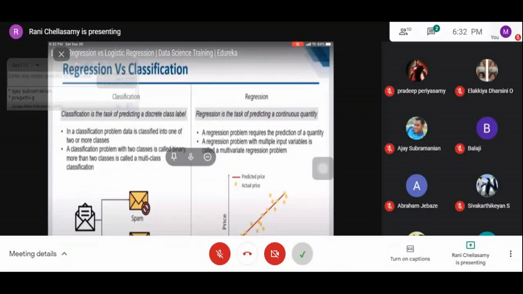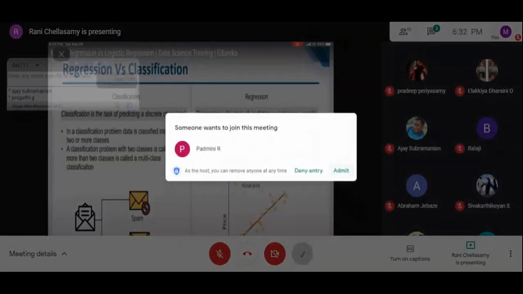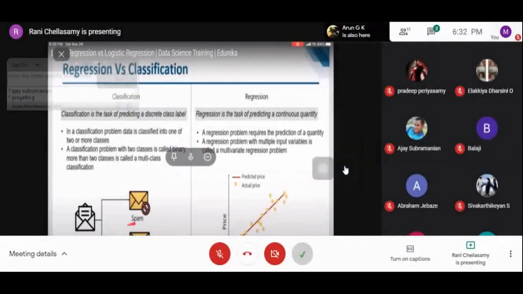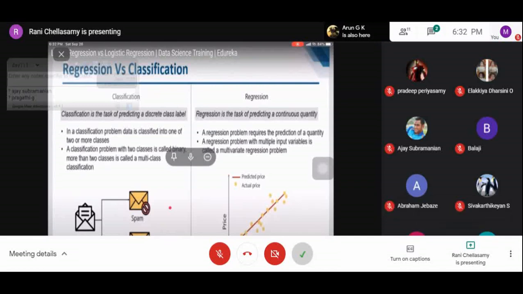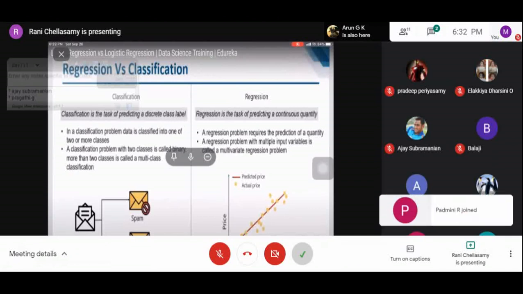For example, take mail: the problem given is to predict whether the given mail is spam or non-spam. So the output has two classes, spam class or non-spam class. This is an example of binary classification, since you have two classes. If the problem has more than two classes, then we call it a multi-class classification problem.